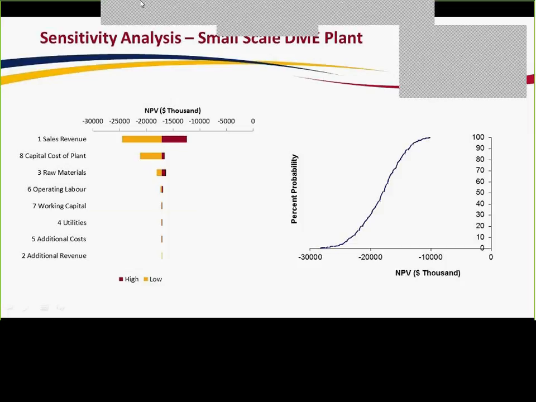Just looking at how sensitive and the risk associated with the plant, the plants depend very heavily on the sales revenue generated. So the price of diesel influences how profitable the plant will be significantly. This is shown by the large bar in the tornado plot on the left. It's also heavily influenced by capital costs and raw materials, since methanol's quite a large operating expense in the small-scale DME plant, and also the percent probability of a profitable plant is 100% in this case, since the NPV is extremely negative.